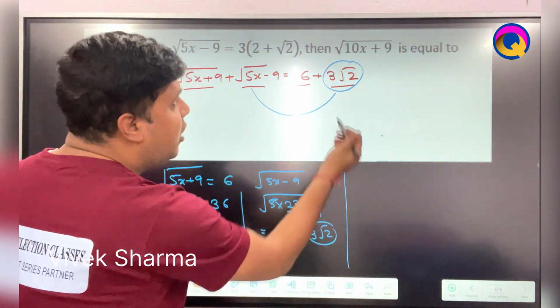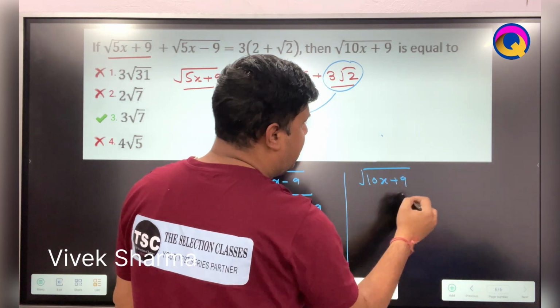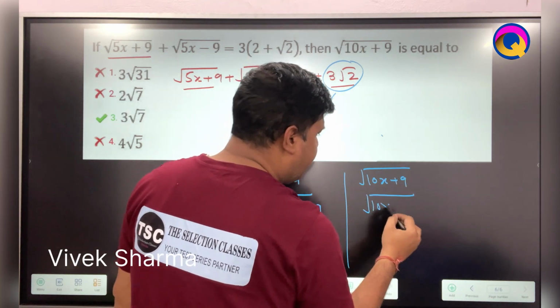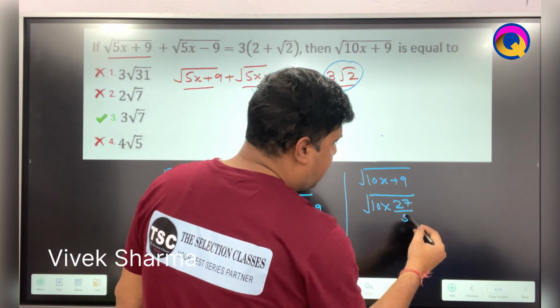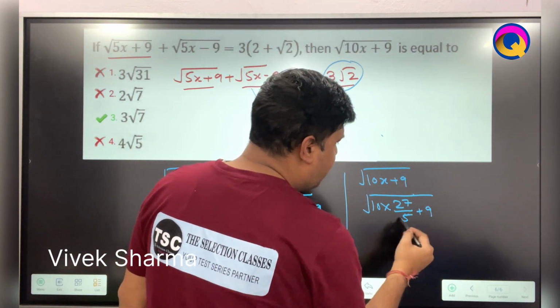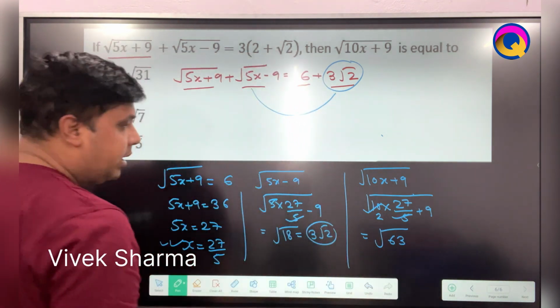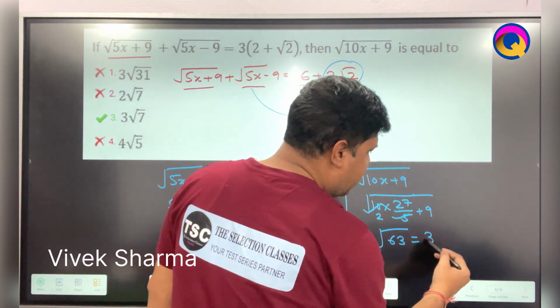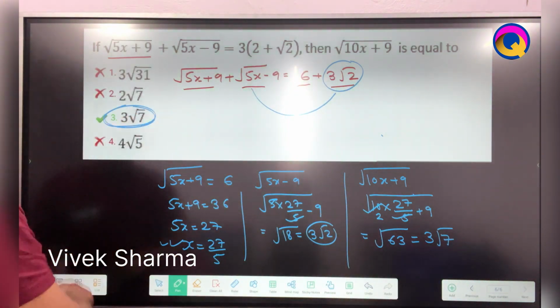Now we have to find the value of root 10x plus 9. Very easy now. Root 10x plus 9, so 10 into 27 upon 5 plus 9. 5 twos are 10, so 54 plus 9, this is going to be 63. And root 63 can be written as 3 root 7. So option number 3 is the answer.